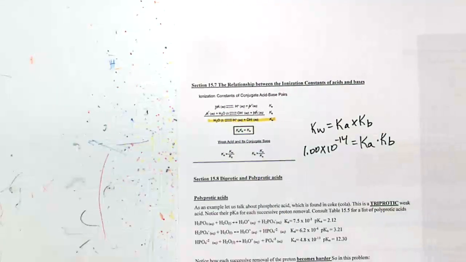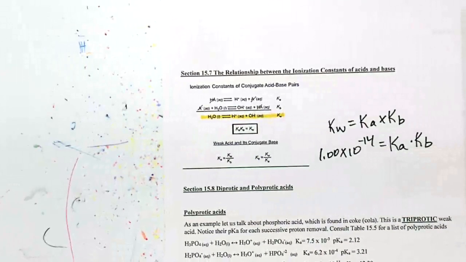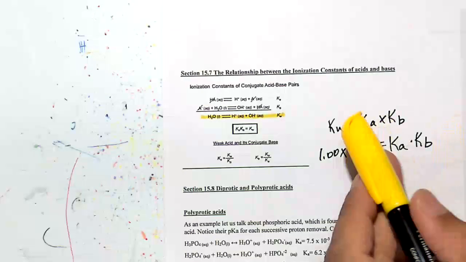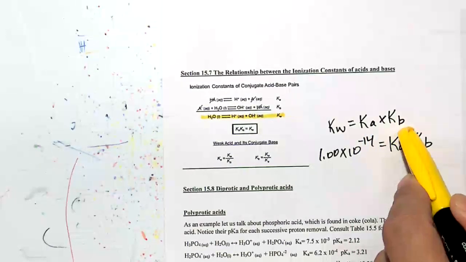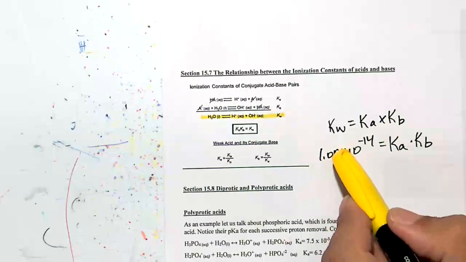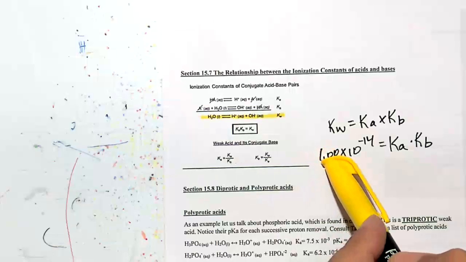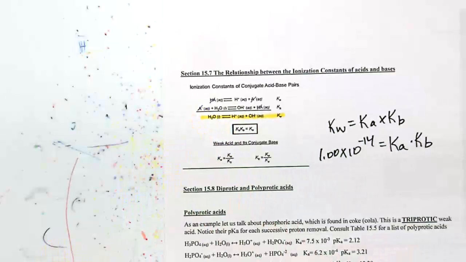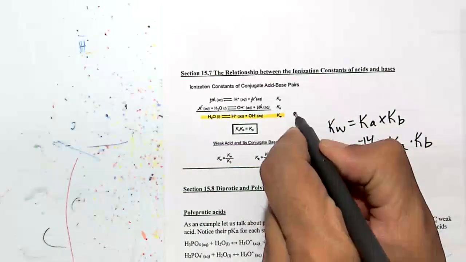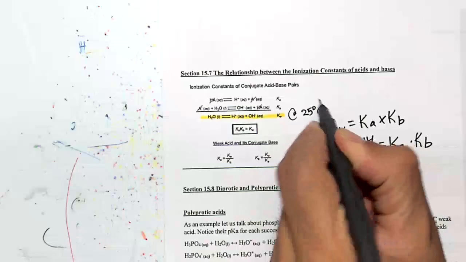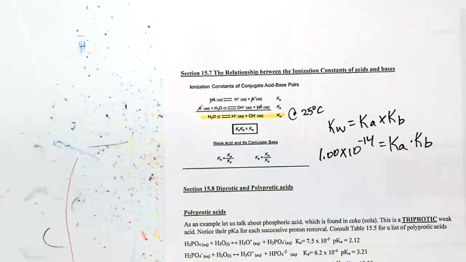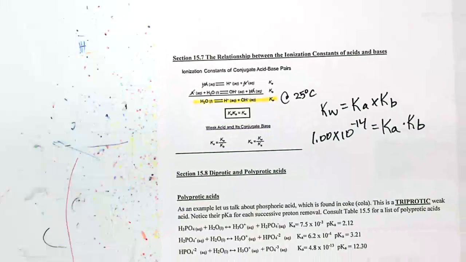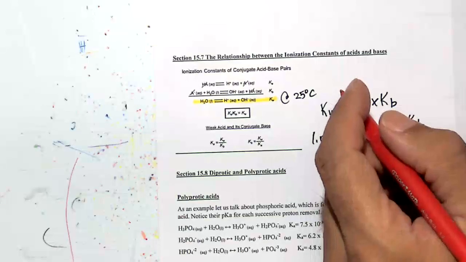Okay, and this is at 25 degrees because we always quote the Kw, or we quote Ka and we quote Kb at a specific temperature. Kw from our textbook, and this value that we get from the textbook is at 25 degrees. So this equilibrium is at 25 degrees. I mean, sometimes you raise the temperature, so it doesn't always have to be 25 degrees.